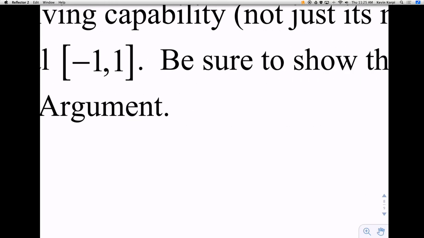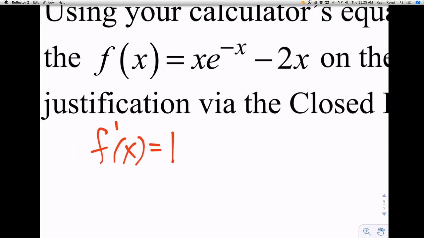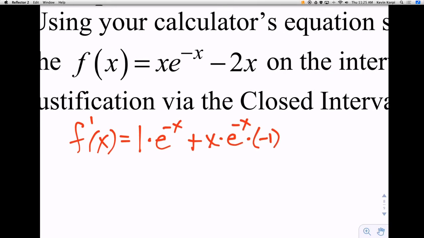Are we guaranteed a max and a min? By the EVT, yes. So let's go ahead and find the derivative to find our critical values. f prime of x is going to equal the derivative of x e to the negative x, which requires the what rule? Product. So we get 1 times e to the negative x plus x times e to the negative x times the chain rule, -1. Which, of course, you could pull out front if you needed to. And then the second term, minus 2x, that's just -2.